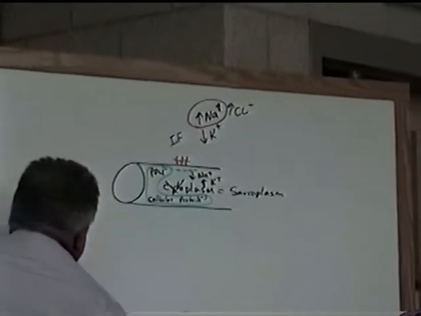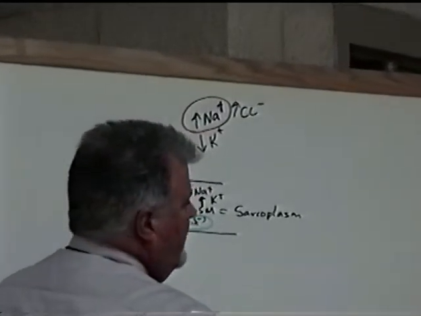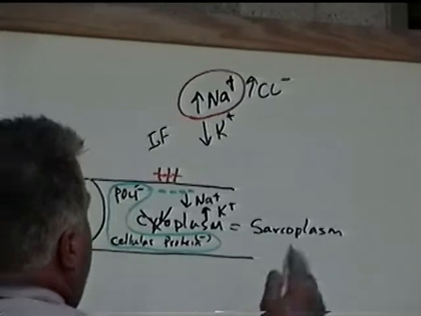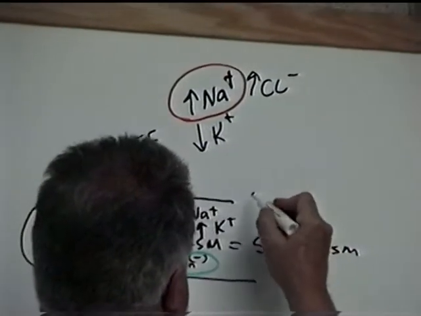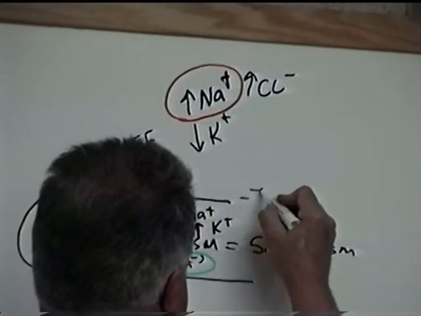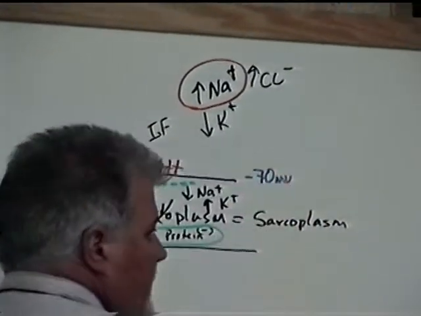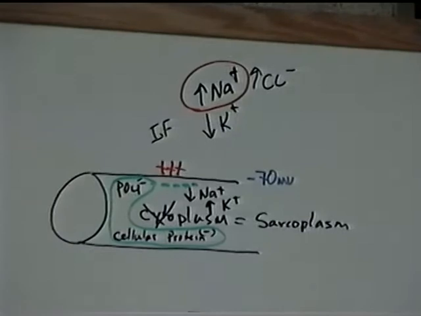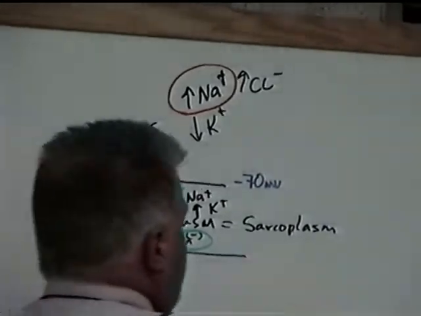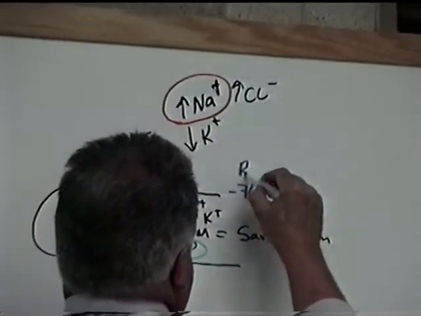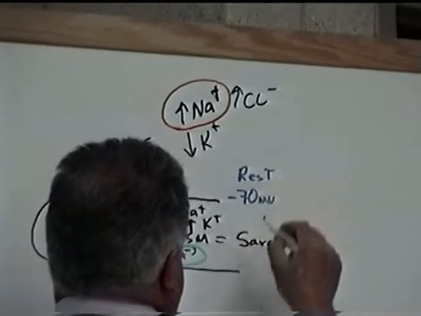So when a membrane is resting, we have a charge that we can actually measure, which is minus 70 millivolts, the difference between the inside and the outside of the membrane. Okay. And if the membrane isn't doing anything, we say the membrane's at rest.